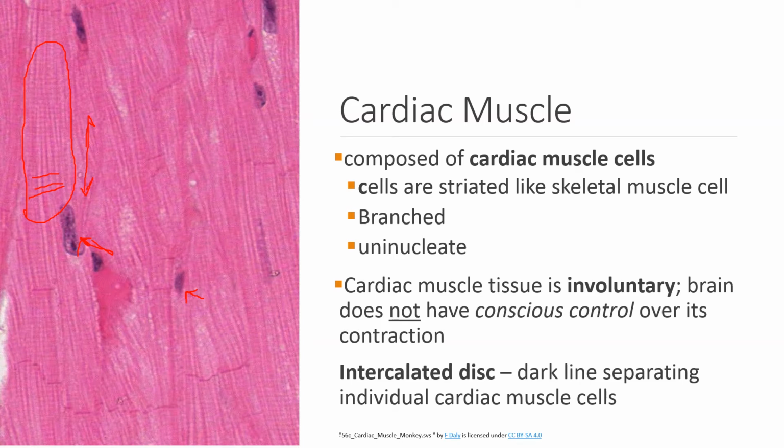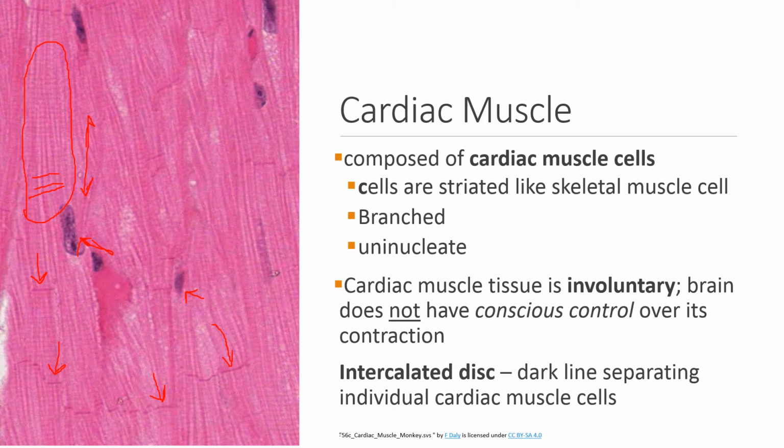One last thing that I need to tell you is that cardiac muscle tissue has a unique characteristic. These little dark purple lines here, these are called intercalated discs. Hopefully you can see those as a dark line separating individual cardiac muscle cells. Those tend to be present when two cells kind of fuse together or they come together. And this is a unique characteristic that we see for cardiac muscle.